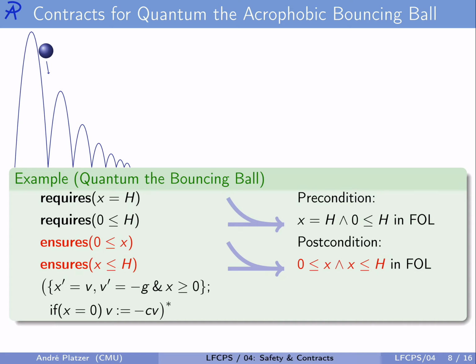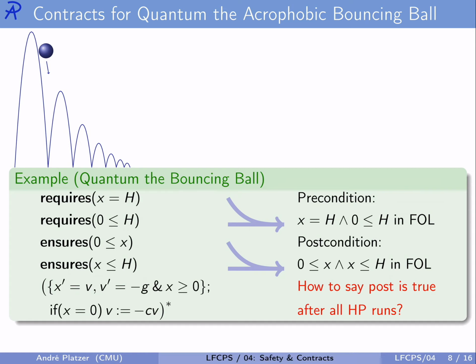But how exactly are we supposed to say this logical formula is supposed to be true always after running the hybrid program? Sure, the precondition is what we expect in the beginning when we let go of the bouncing ball, but the postcondition is supposed to be true all the time. And what exactly does that mean? How do you say that in first-order logic?